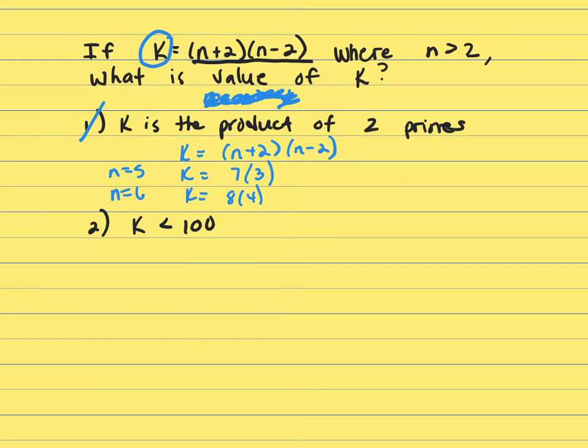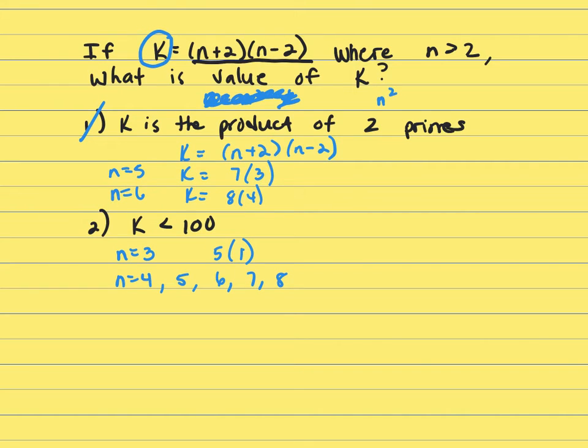So that means n is greater than 2. That means n could be 3. n could be 3, and 3 plus 2 is 5, times 3 minus 2, which is 1, so that's less than 100. So n could be 4. n could be 5, 6, 7, 8.